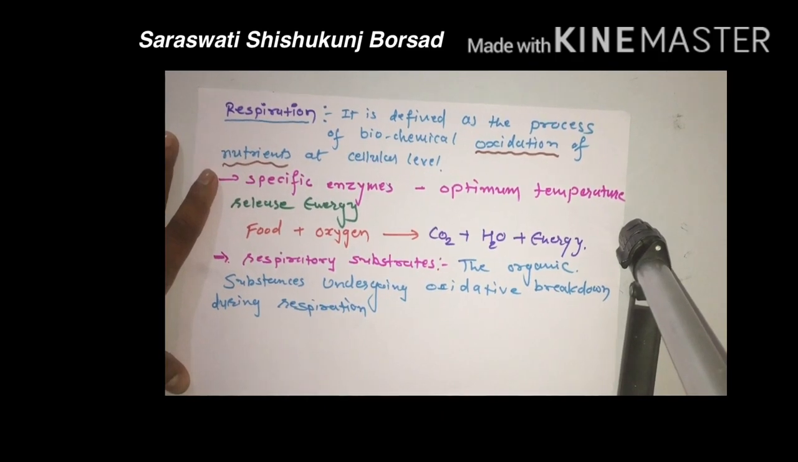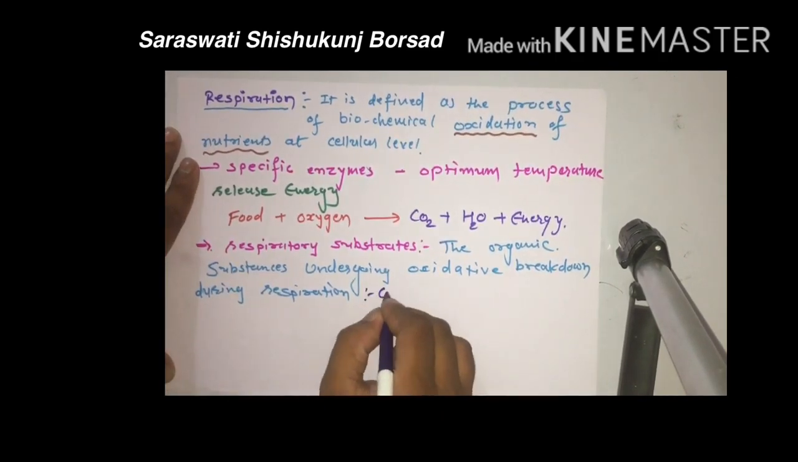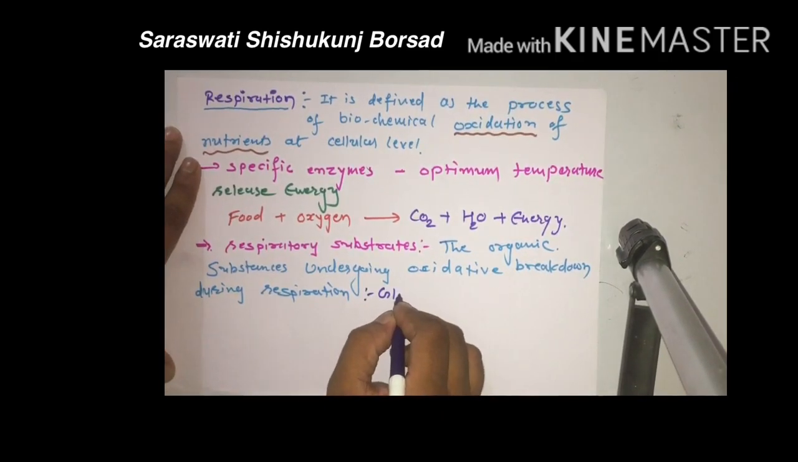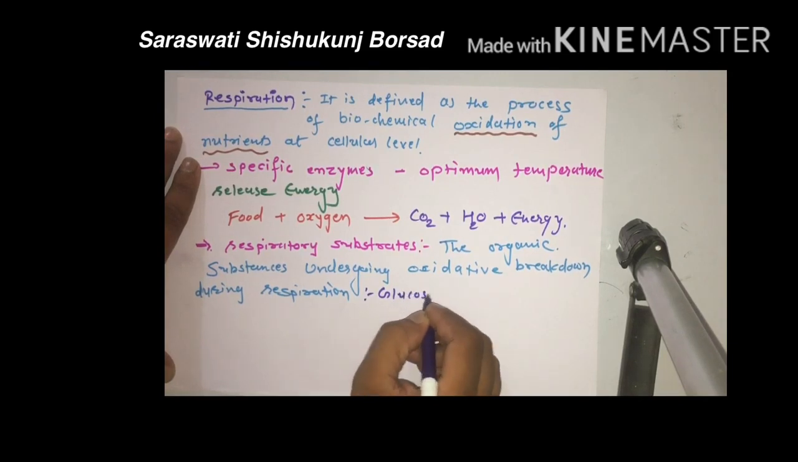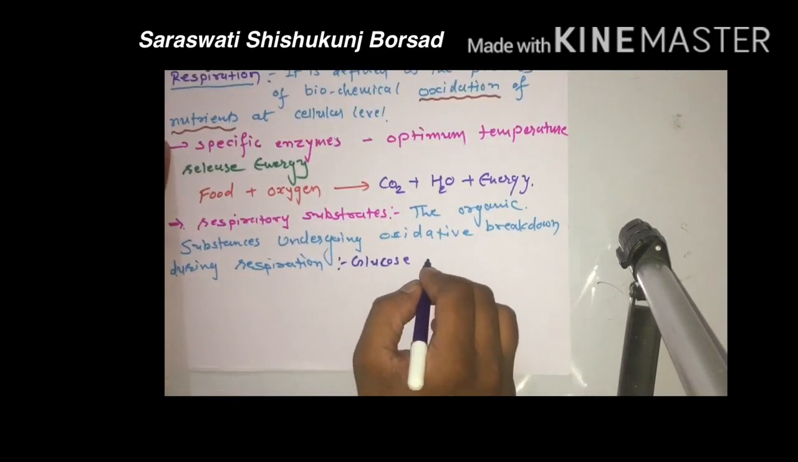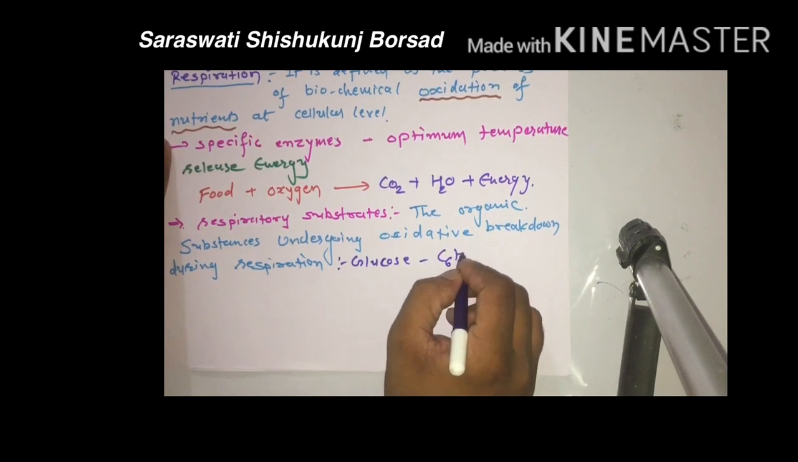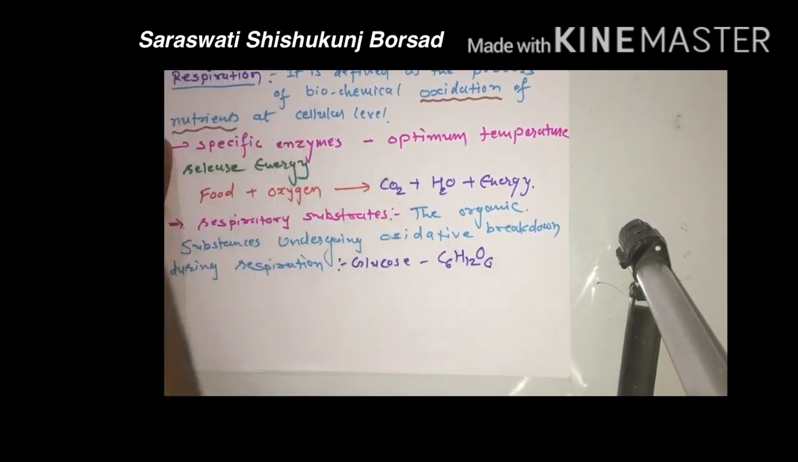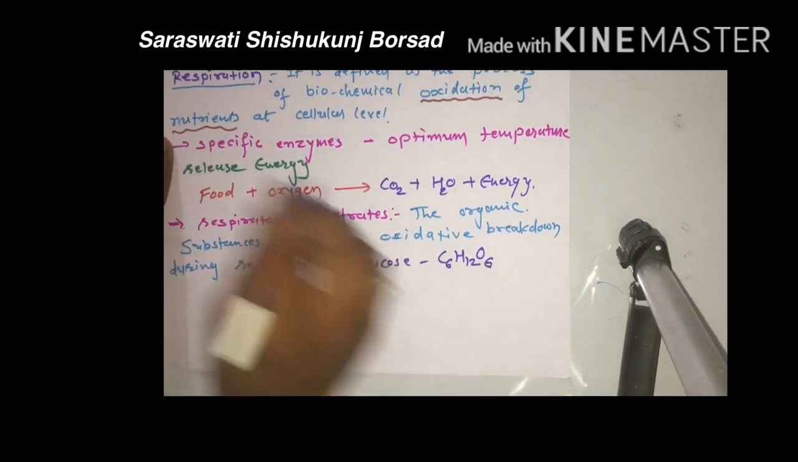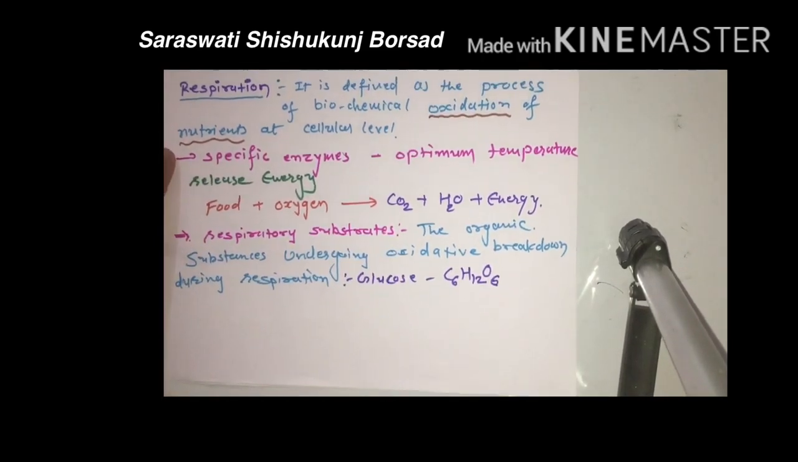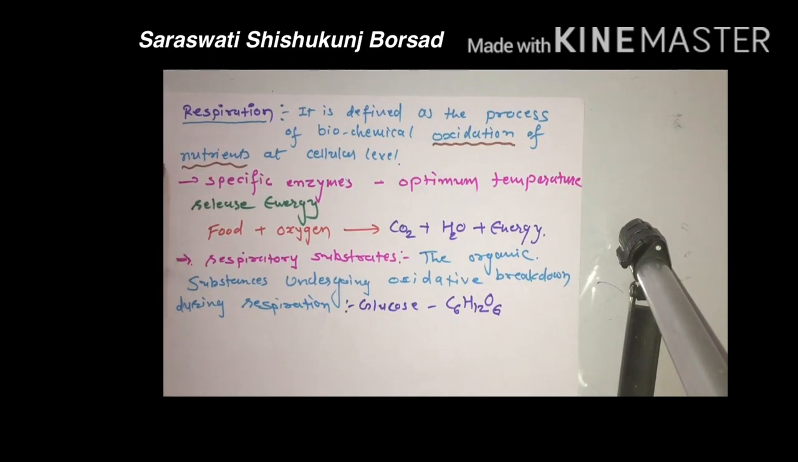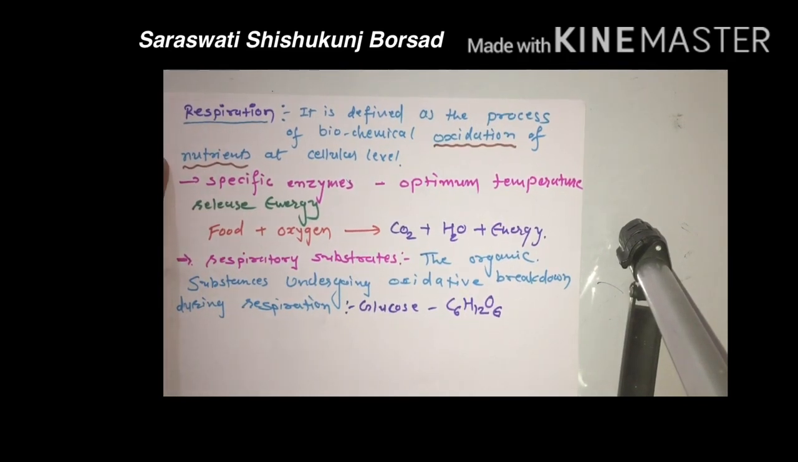Here we can take the example of glucose. We know that by oxidizing glucose we get energy. The formula of glucose is C6H12O6. So it's clear now what respiration is, what happens in respiration, and what respiratory substrates are.